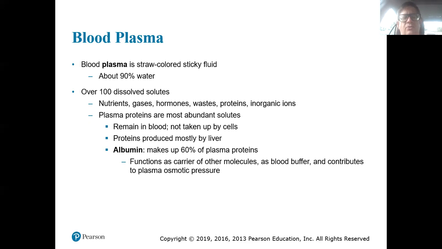Albumin can work as a carrier for other smaller molecules, including oxygen or carbon dioxide. It's not just a red blood cell thing carrying it around. And it can act as a blood buffer. Why? Well, because one of the things that it can carry around is carbon dioxide or hydrogens. And of course, those are involved in pH. And it contributes to plasma osmotic pressure.